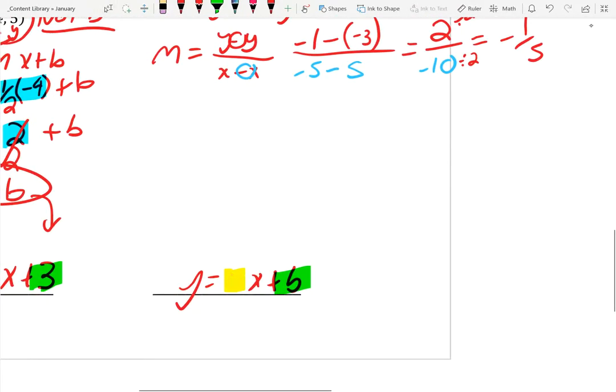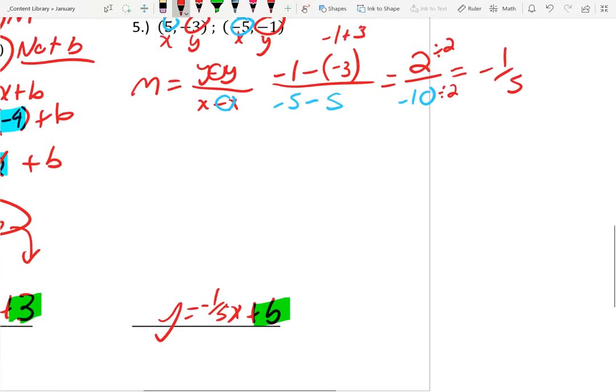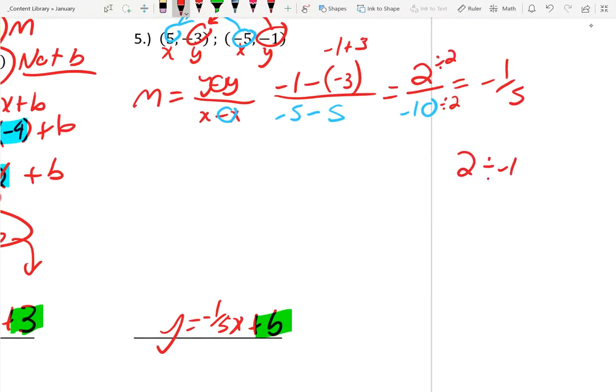So that's my m value. I can put that in my answer, -1/5. Or you can write, if you did it in a calculator, you would do 2 divided by -10, and it would give you -0.2. You can use that for the m value instead if you want to. I won't count it wrong. But the thing is, we still don't have the b value, right? We have the m value, but we don't have the b value.